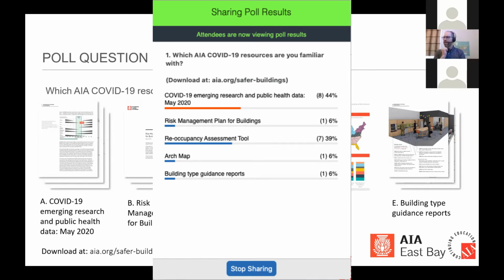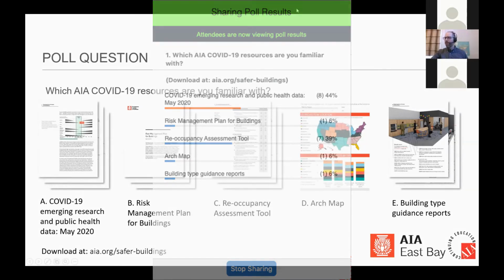Okay, so it looks like the polls are closed, and the most attendees are most familiar with the emerging research from public health data. So I think that is probably the best source of information and will probably continue to be. And the Re-occupancy tool itself both grabs information from those sources and puts it through an architectural lens and takes it one step forward by putting forward ideas about how we can mitigate that. So thank you for voting, everyone.